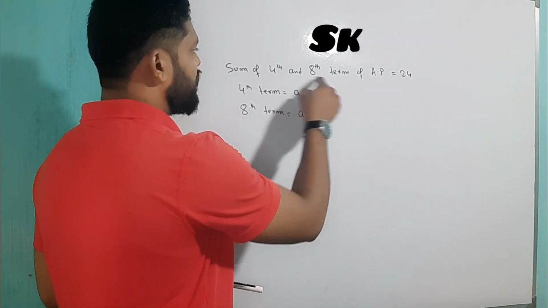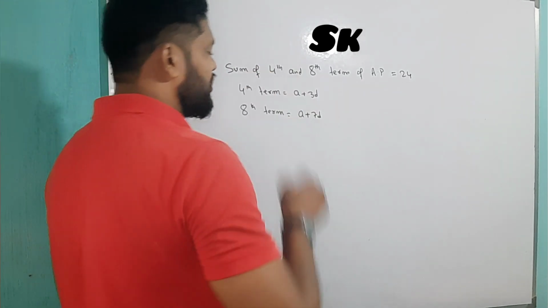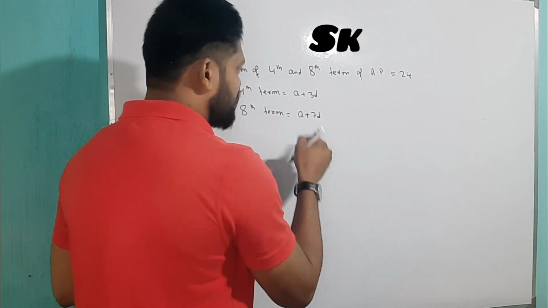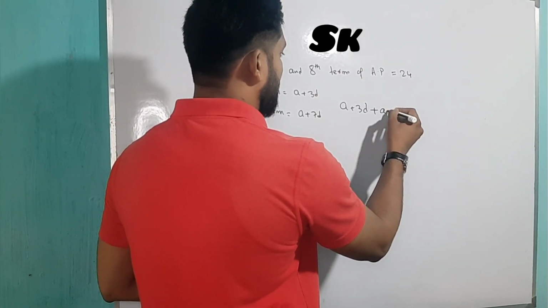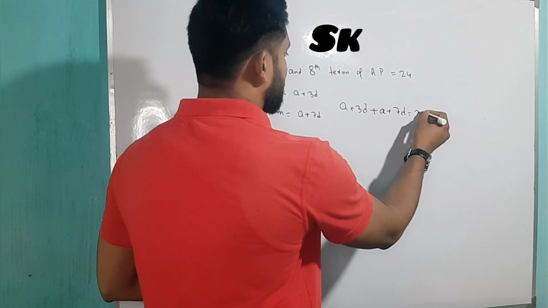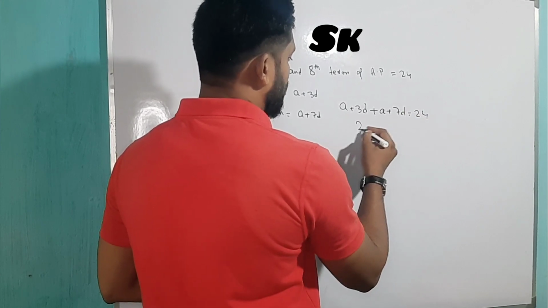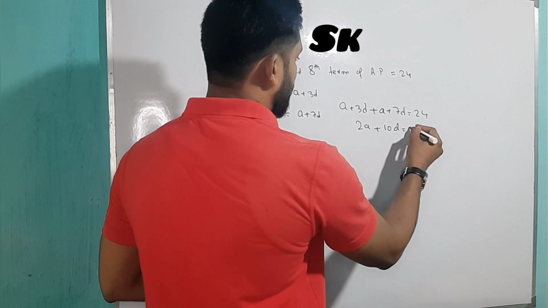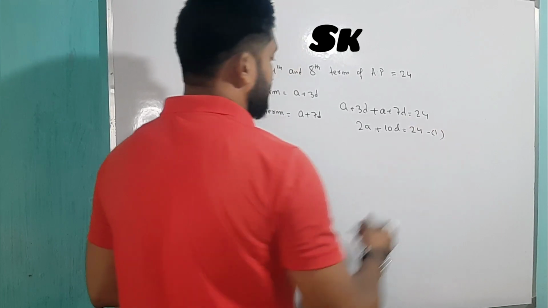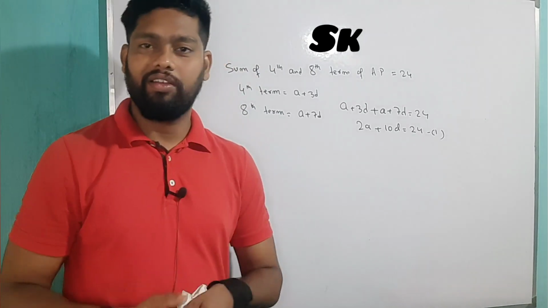Now what are they saying, what do we have to do with this one? Sum means addition. So we have to add these two. Yes, so a plus 3d plus a plus 7d. Answer is how much? Say 24, sir. So 2a plus 10d is equal to 24. This is equation number 1. So simple, huh? Very simple.